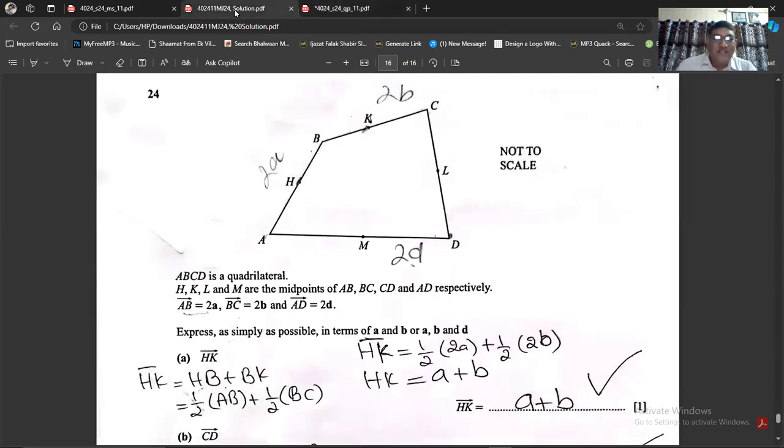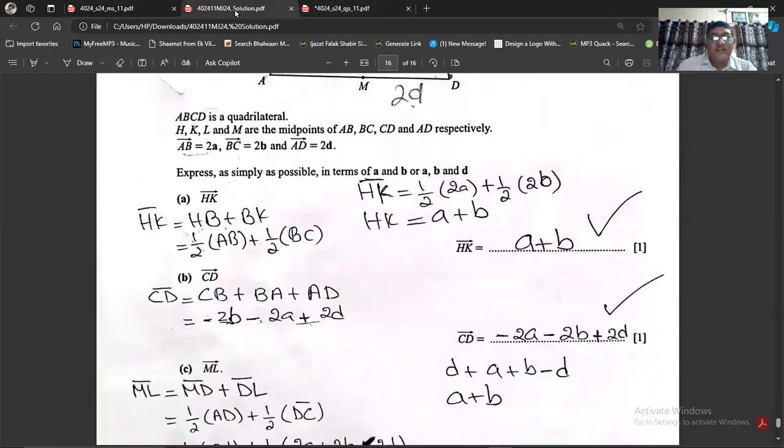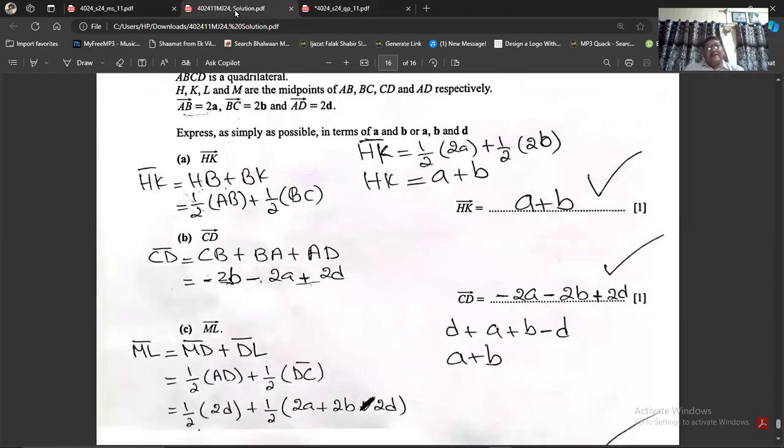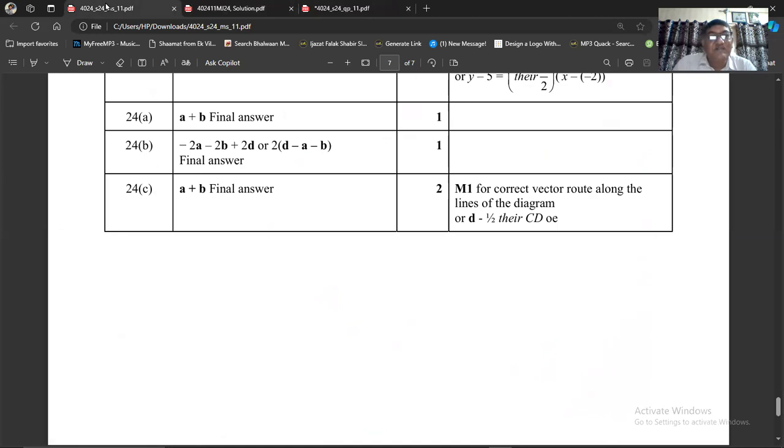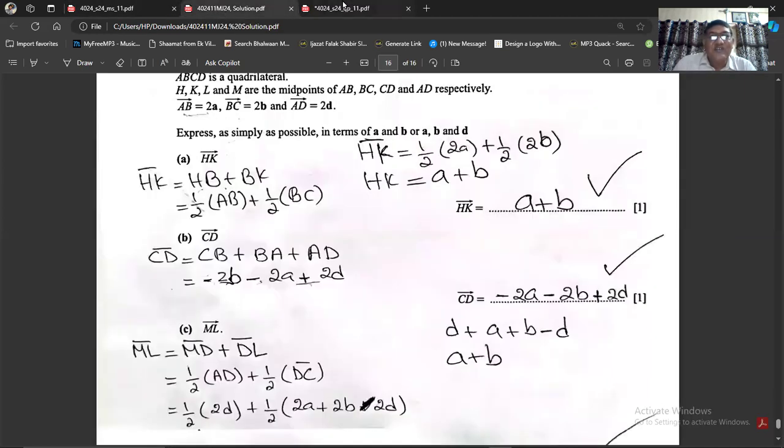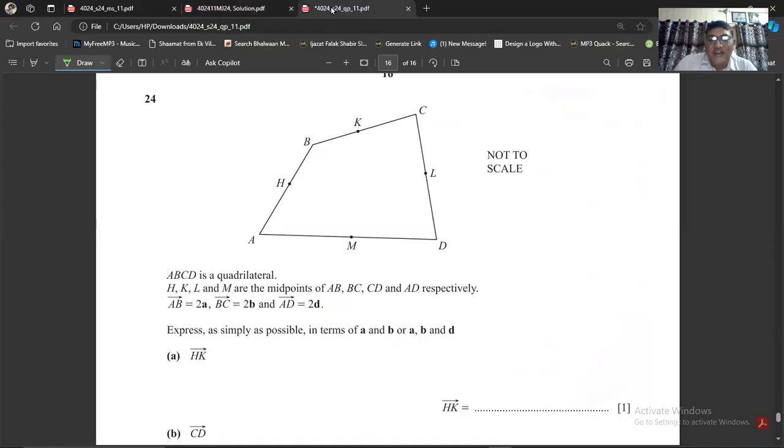So let me show you here. So going from C to D, you go from C to B, from B to A, from A to D. C to B is minus 2b, B to A is minus 2a, and A to D is plus 2d. So minus 2a minus 2b plus 2d. This is the answer. Okay, minus 2a minus 2b plus 2d. This is how you get here. So I hope you understand.